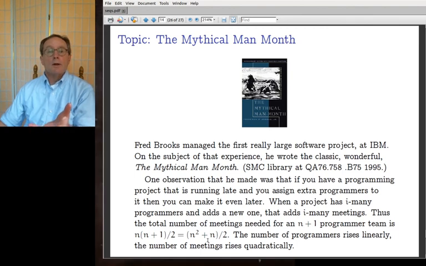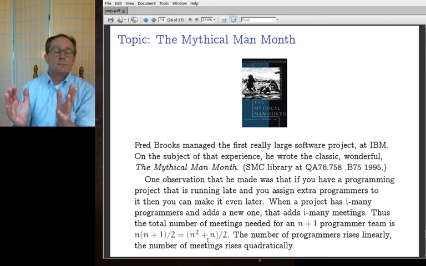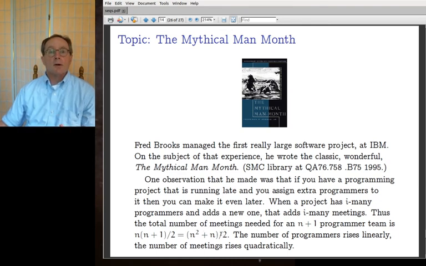So when you're pouring programmers into a job, the amount of coordination necessary explodes, rises with the square of the number of programmers, and can grow to overwhelm the programmers. So this particular formula is interesting because it illustrates that although the number of programmers grows linearly, coordination requirements grow quadratically.